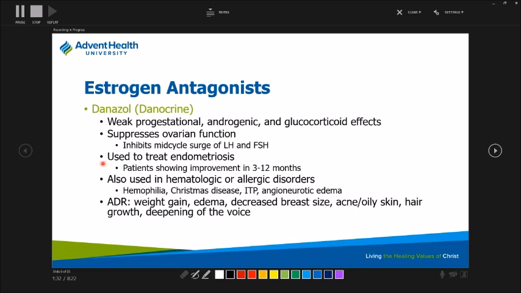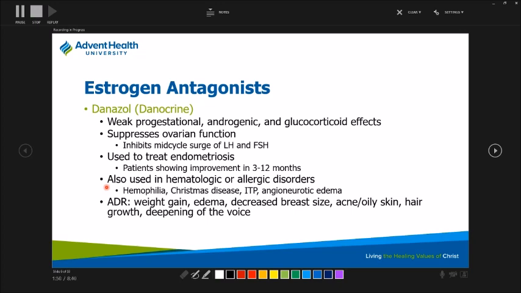Other things you might see it used for include treating endometriosis. You can see this sometimes used for certain hematologic disorders. Again, we don't necessarily have the full story on the mechanism there, but you may sometimes see this being used for patients with ITP or hemophilia. I've not personally seen this used too frequently, but depending on where you work, you might see that.